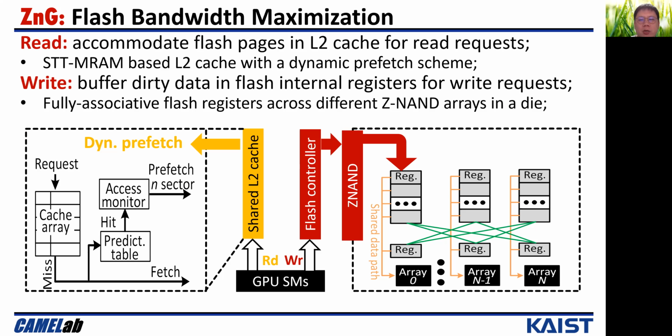We leverage the flash internal register to buffer and merge small write requests. We increase the number of flash registers in each flash die. We design a shared data path between the ZNAND array and any flash register to enable direct communication between each other. To maximize the flash register utilization, we group the flash registers across all ZNAND arrays within the same die to serve as a fully associative cache. In this design, data can be placed anywhere within the flash register. To achieve this, we employ a simple interconnection network within the ZNAND die.